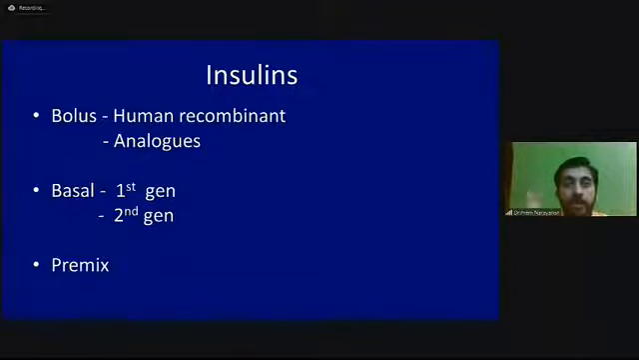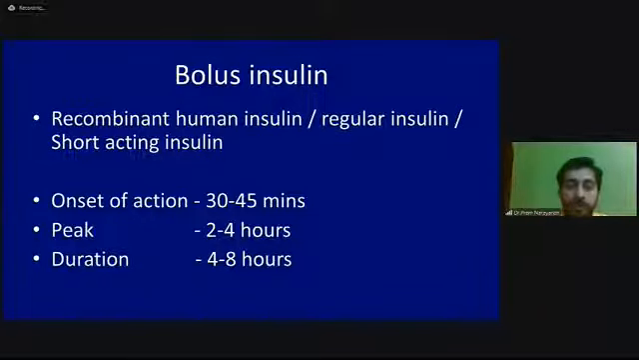So, just briefly about the various insulins that are available for our patients. Bolus insulin can be recombinant human insulin or insulin analogs. For basal insulins, there are first generation and second generation basal insulins, again analogs, and the premix insulin. Bolus insulin, the usual recombinant human insulin, is regular insulin or short-acting insulin. Onset of action is 30 to 45 minutes, peak reaches by 2 to 4 hours, and the total duration of action is 4 to 8 hours.